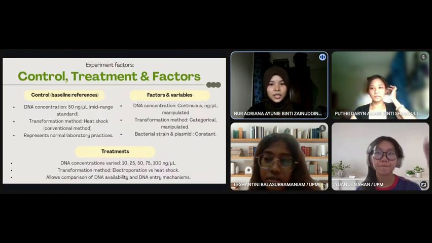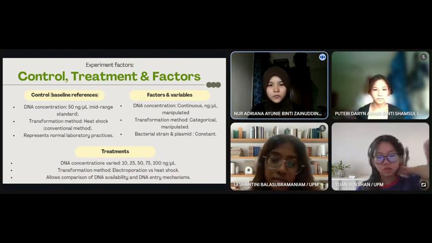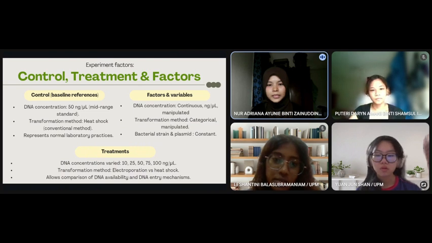Next, for the experiment design, including the control variables and treatment used in our study. The controls serve as a baseline reference where the DNA concentration is fixed at 50 nanograms per microliter, and the transformation method applied is heat shock. This control setup reflects the normal laboratory conditions.